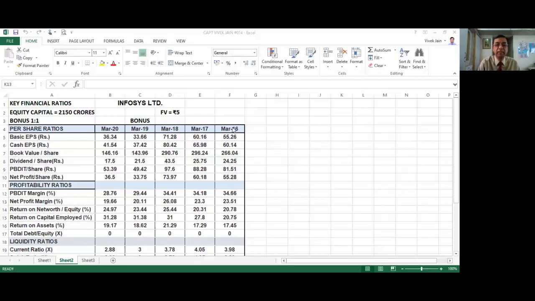And then you can see I have the data for 5 years here, ending 31st March 2016 to ending 31st March 2020.